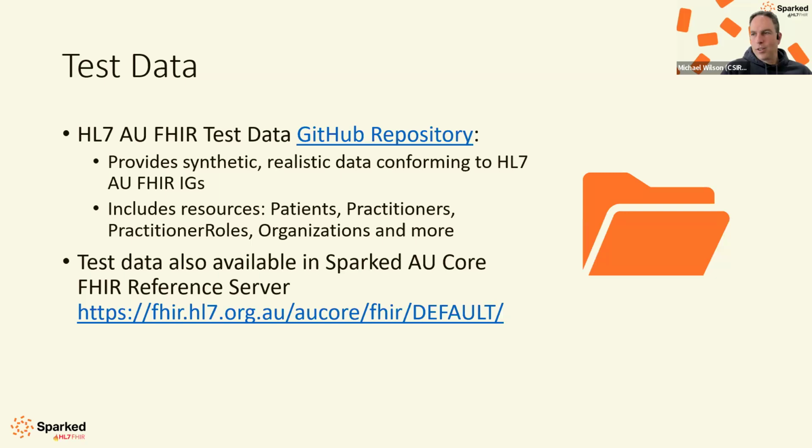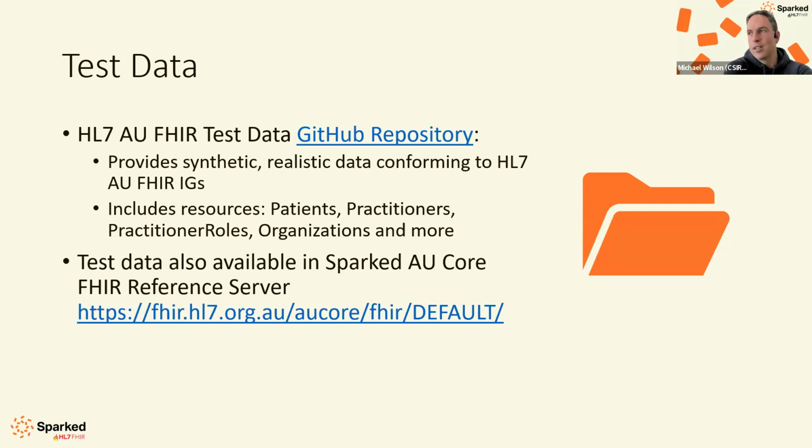Some test data, we did talk a little bit about this. There is a GitHub repository for test data. This provides synthetic, realistic test data conforming to the HL7 AU FHIR IG. So there's a whole heap of data. There's actually more coverage of test data in there than just AU Core. But this is a public resource that's available.